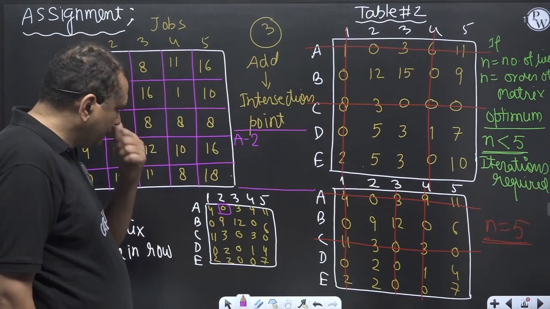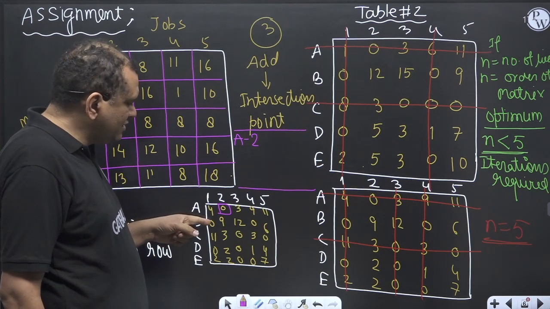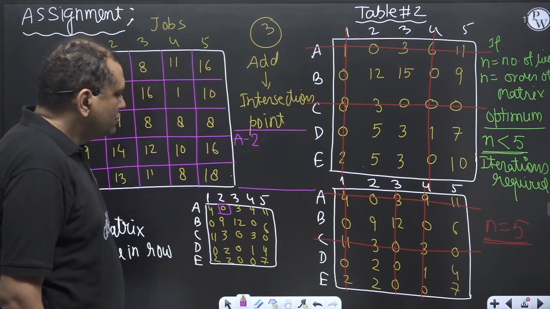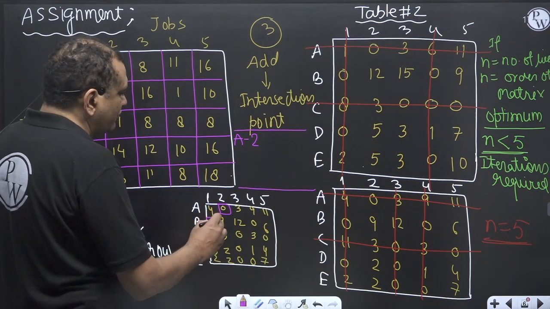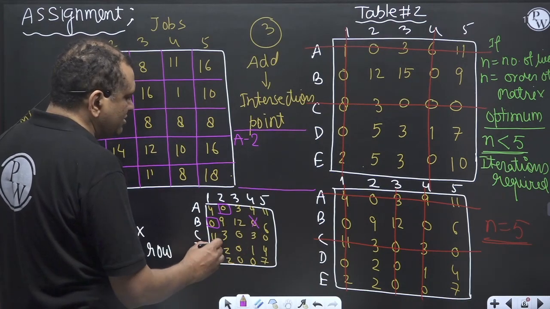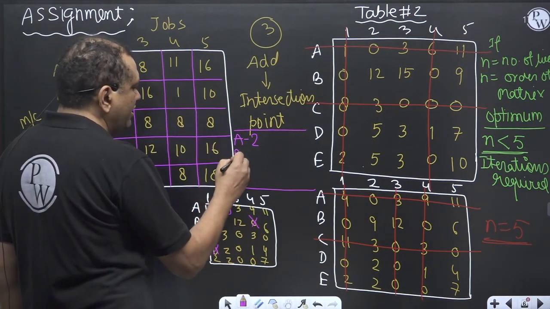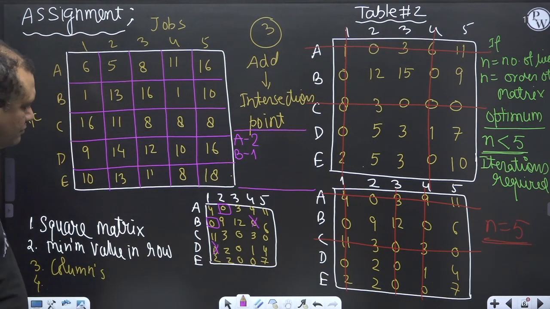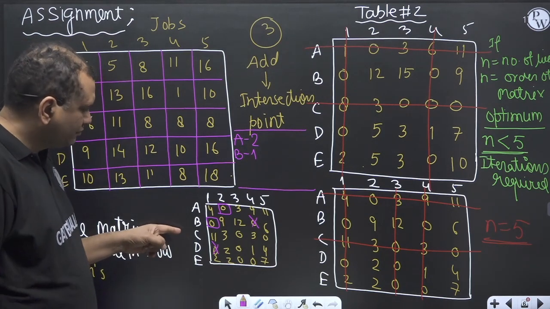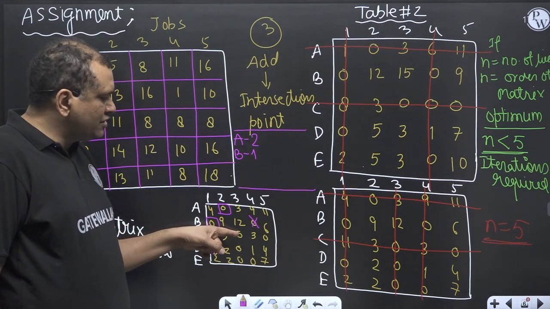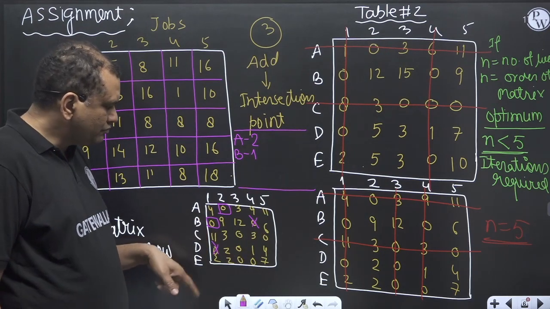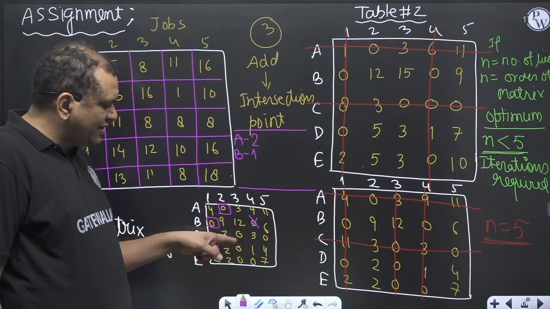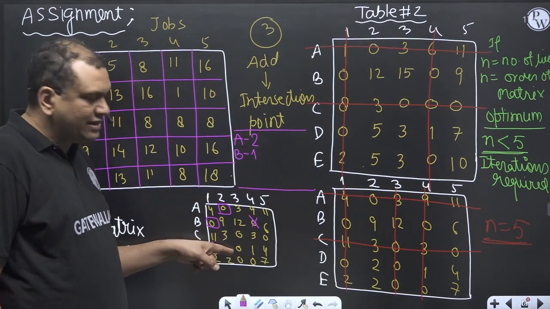Now B, there is one 0 here, there is one 0 here. So let us say assign to job 1. So this 0 will be cancelled, this 0 will be cancelled. So B has to be assigned to job 1. C, there are two zeros, one 0 here, one 0 here. C, if you assign here, these zeros will be cancelled.